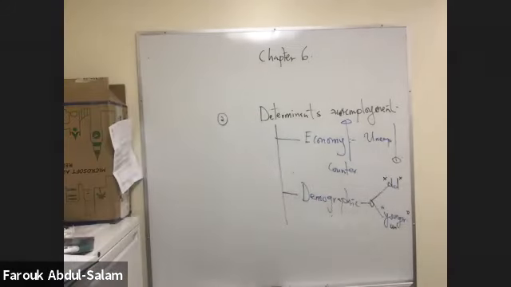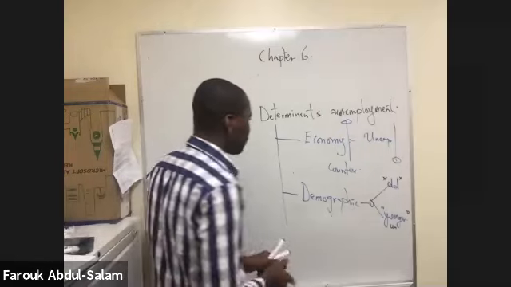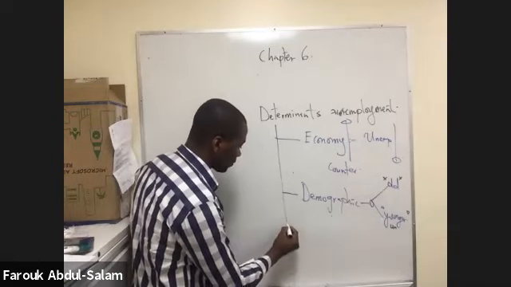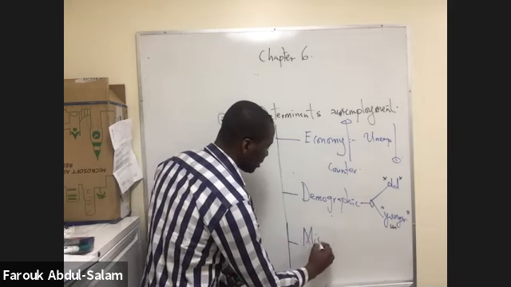That's the second part of the determinants. Now, the third part of the determinants, which is going to motivate what we'll be talking about today, is the mismatch or the information.